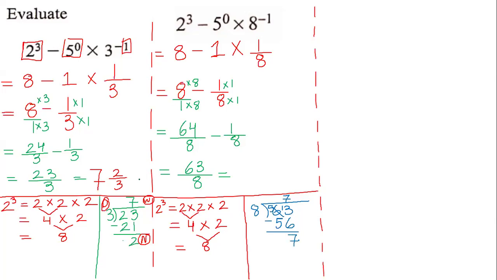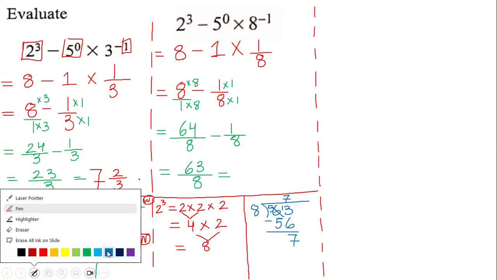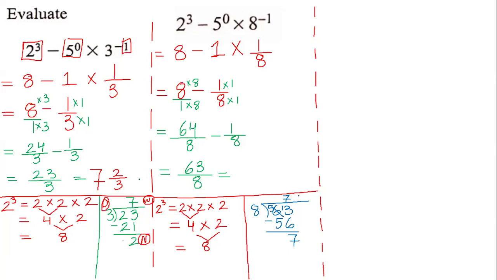And so what's going to be my whole number? 7. My whole number is 7. My numerator is 7. And my denominator is 8. So I got 7, and 7 over 8.